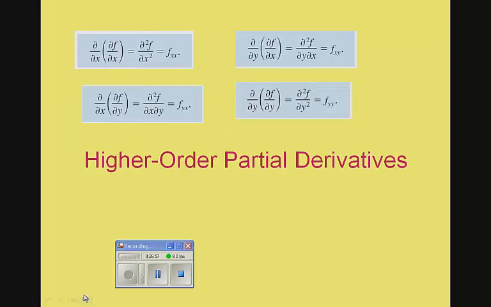All right. How about this? Higher order partial derivatives, right? Basically, what am I doing here? I'm doing what I did in Calc 1 when I told them how to take y double prime, the second derivative. Now, why are there 4 of them?